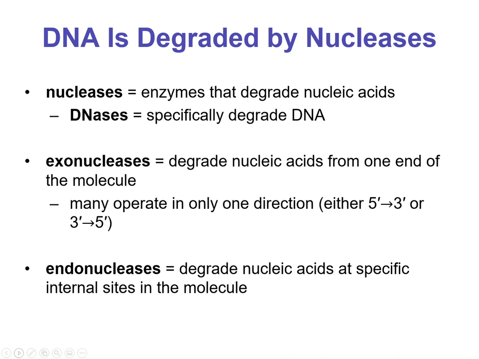Exonucleases degrade nucleotides or nucleic acids from one end of the molecule. So they have one direction that they operate in. They either operate in 5' to 3' or 3' to 5'.